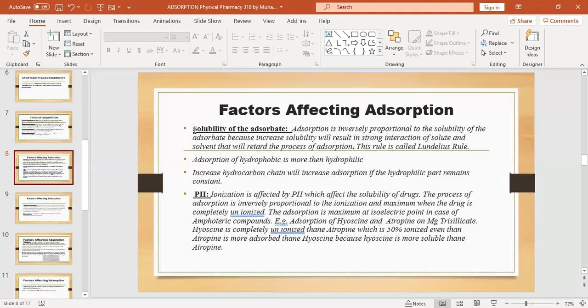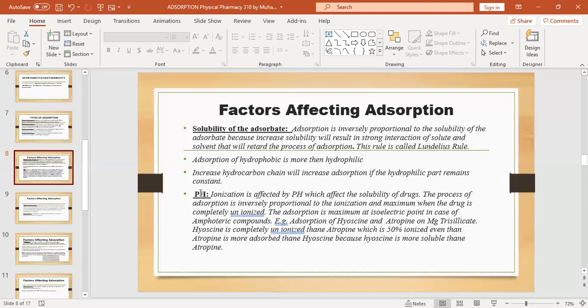So the first factor that affects adsorption was the solubility. We can say that solubility is inversely proportional to the phenomena of adsorption, and the logic is that if the substance is more soluble, it will have a strong interaction with the solvent molecule, and the solvent molecule will not let it go to the surface of the adsorbent. So the process of adsorption will be less. Therefore, we can say that simply adsorption is inversely proportional to the solubility of the adsorbate.